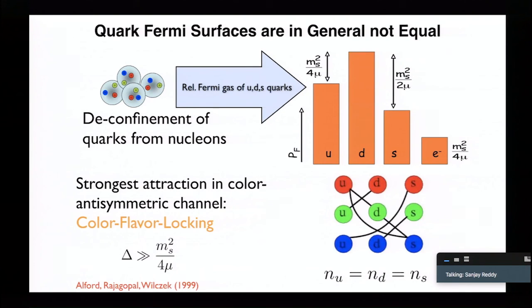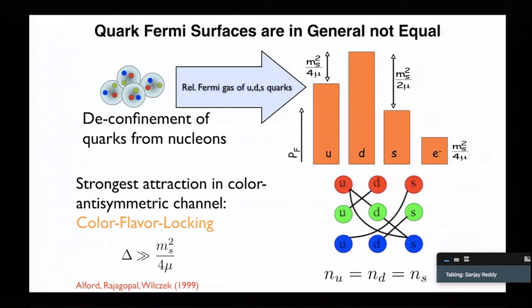So in dense matter, are the quark Fermi surfaces all the same? And the answer to that question is no, because we have certain conditions that have to be satisfied at high density. So if I just took nucleons at high density, there are a certain number of neutrons, there are a certain number of protons, and there could be a certain number of strange baryons. If I just make that go to high density, the number of up, down, and strange quarks will be different.